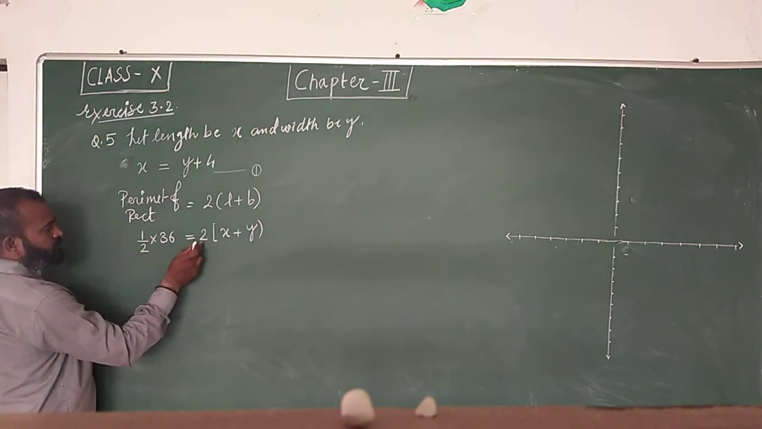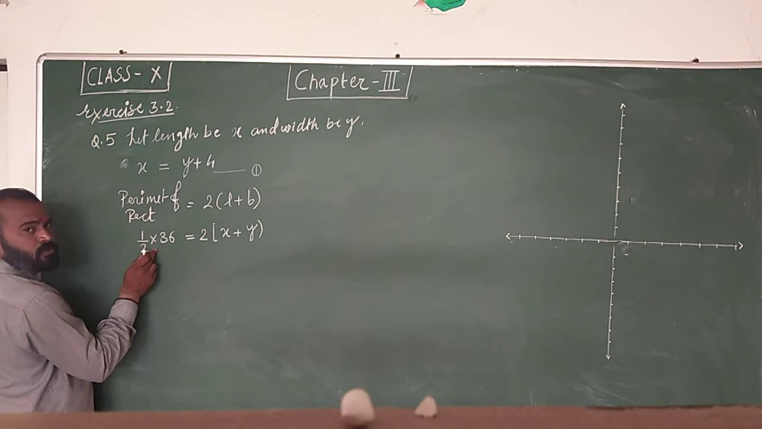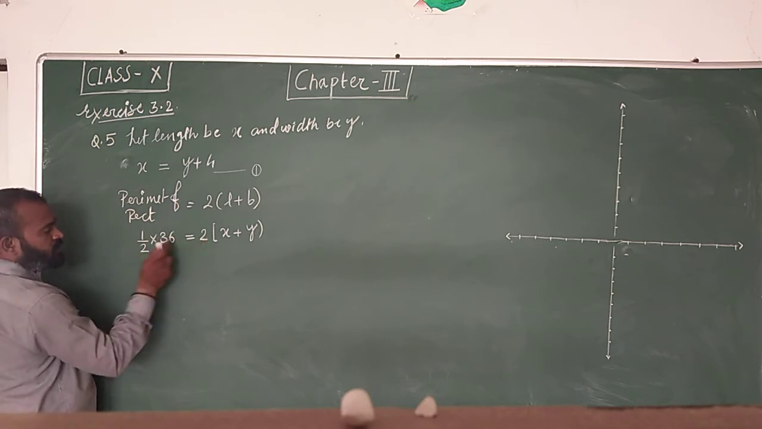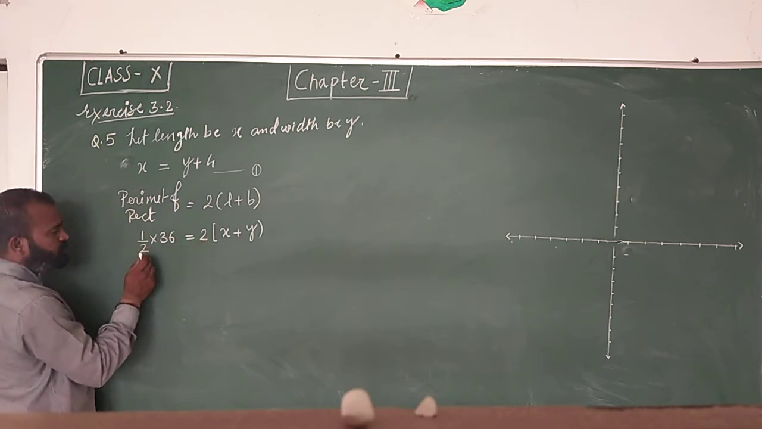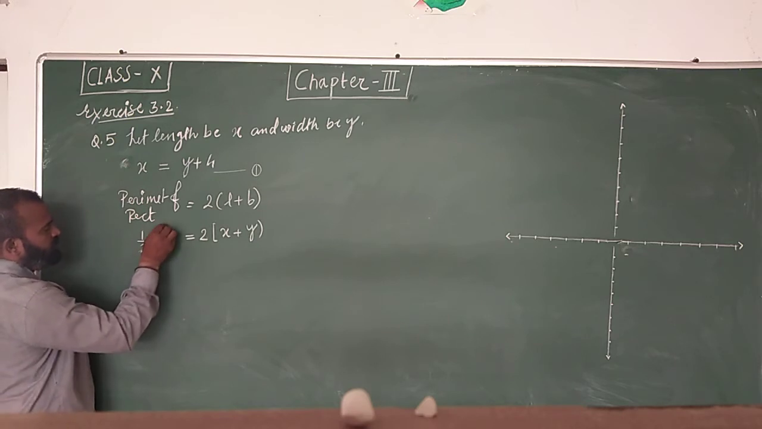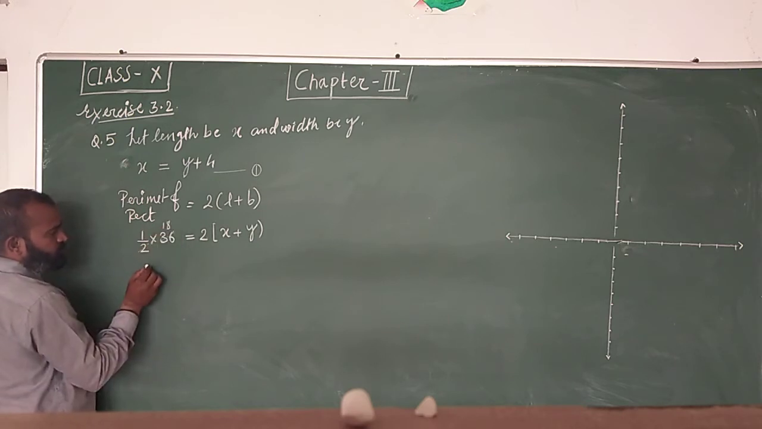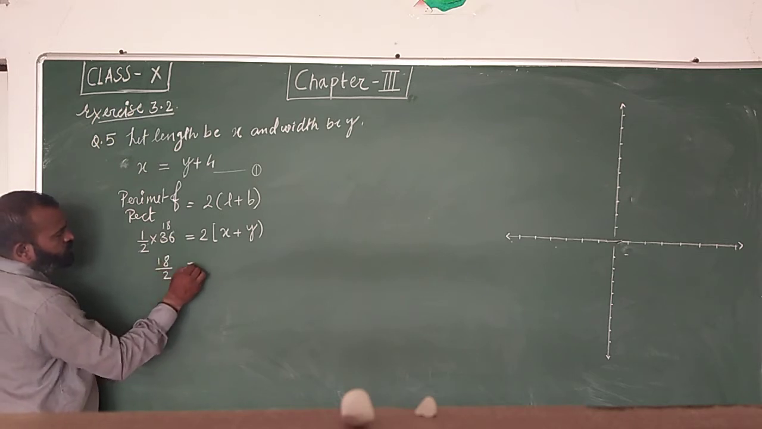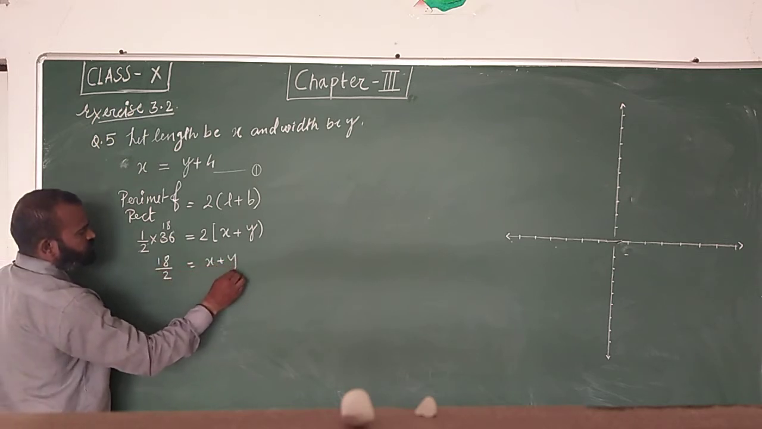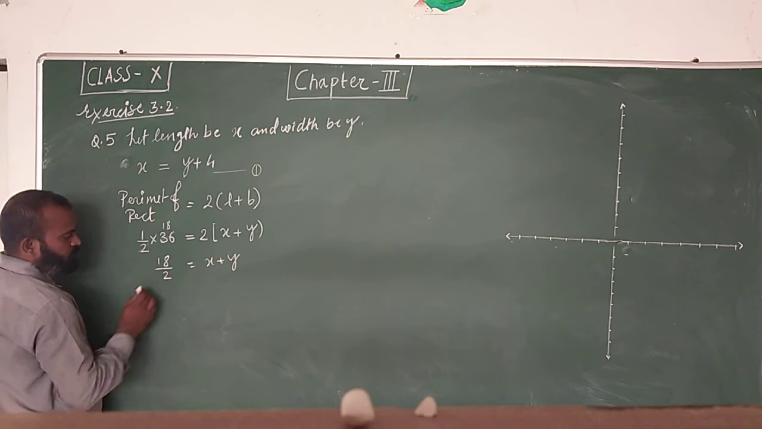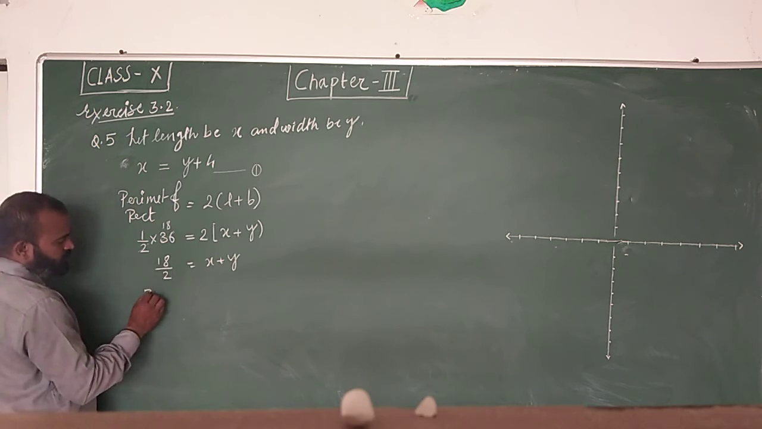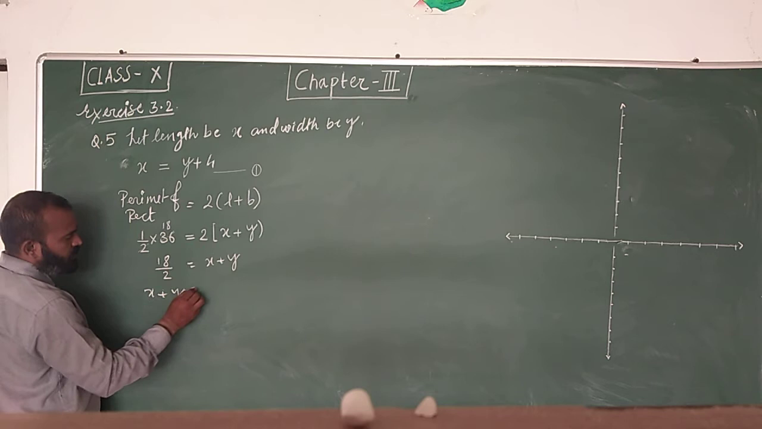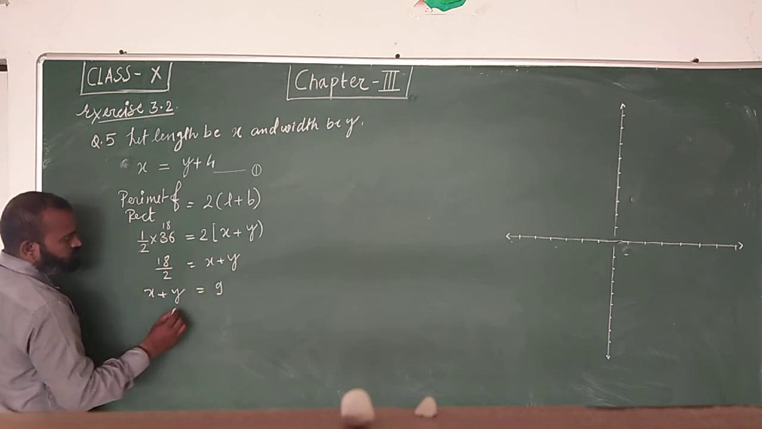क्या आ जाएगा? 2 इधर आया तो this is in multiplication. It comes here, it will become in division. पहले ये कैंसिल करना है तो कैंसिल कर सकते हो आप. तो क्या है अपना 18 divided by 2 equals to x plus y. Now 18 divided by 2 is 9. Therefore x plus y is equals to 9.